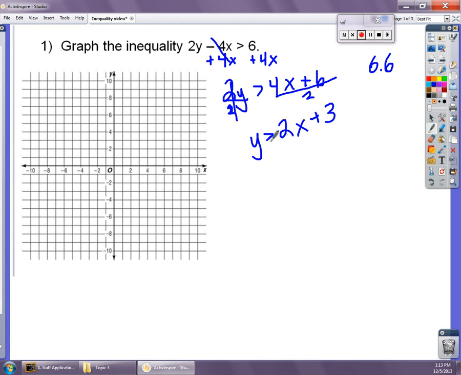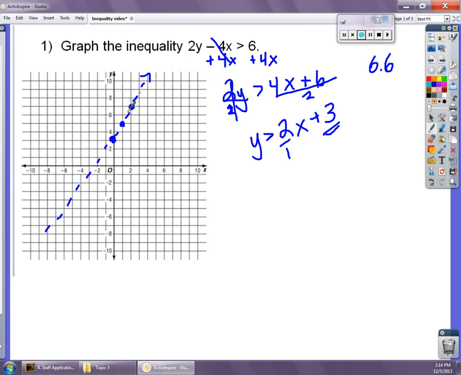So let's graph a line as we would any normal. Here's the y-intercept, positive 3. So there's my y-intercept right there. And I'm going to use the slope, which is 2, which I can think of as 2 over 1. So I go up 2 over 1, up 2 over 1. And I'm going to go ahead and graph a line. But instead of graphing a solid line, I'm going to graph a dotted line. And please, when you're doing this, use a ruler.